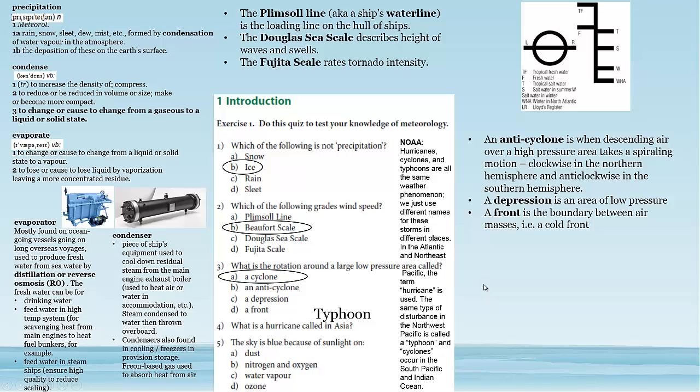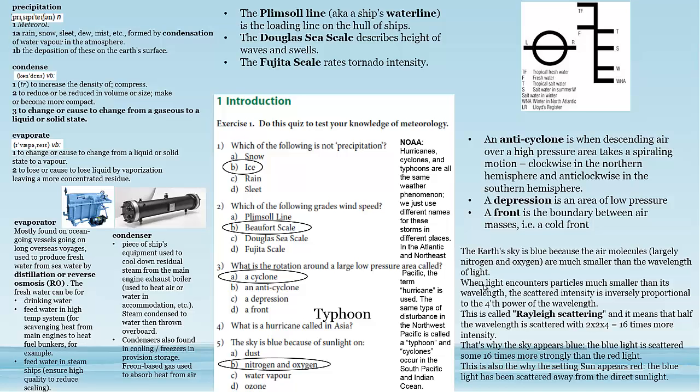Okay, so the sky is blue because of, and this is like a question that goes back to kids asking, why is the sky blue? Well, it took a little bit of research for me to find it as well. The answer was nitrogen and oxygen, sunlight off of nitrogen and oxygen. And let me just read this for you. The Earth's sky is blue because the air molecules, largely nitrogen and oxygen, are much smaller than the wavelength of light. When light encounters particles much smaller than its wavelength, the scattered intensity is inversely proportional to the fourth power of the wavelength. This is called Rayleigh scattering, and it means that half the wavelength is scattered with 2 times 2 times 2 times 2, 16 times more intensity.